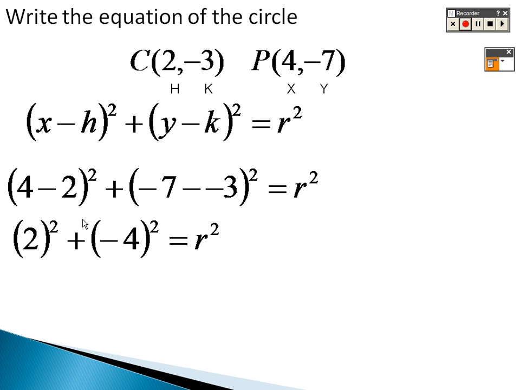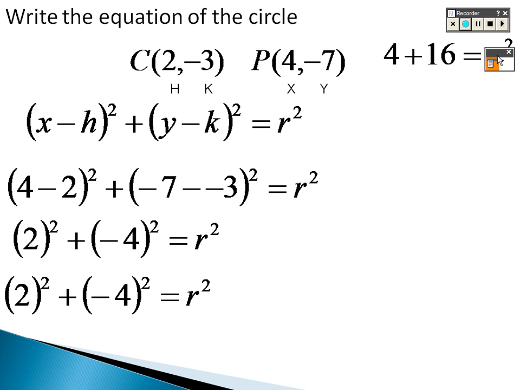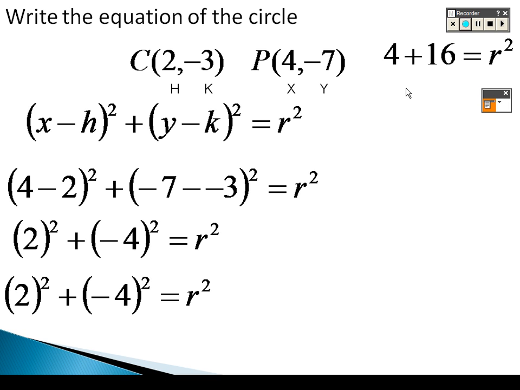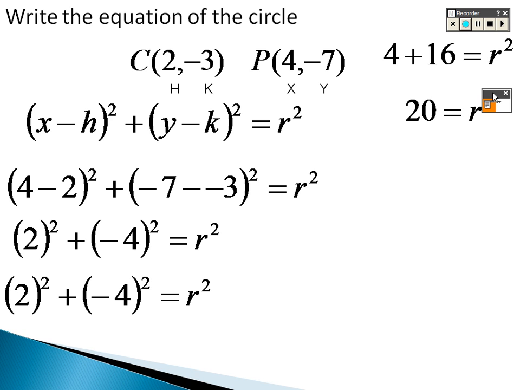4 minus 2 is 2 squared, that's plus a positive. So that is a negative 4 squared. So it's 4 plus 16 equals r squared. So that's 20 is r squared.